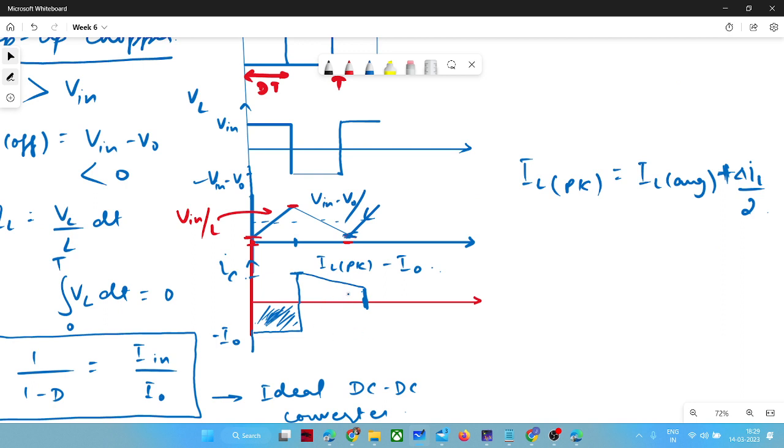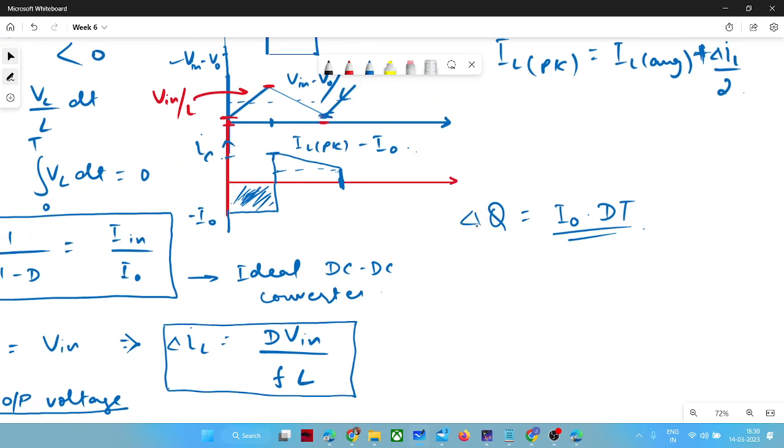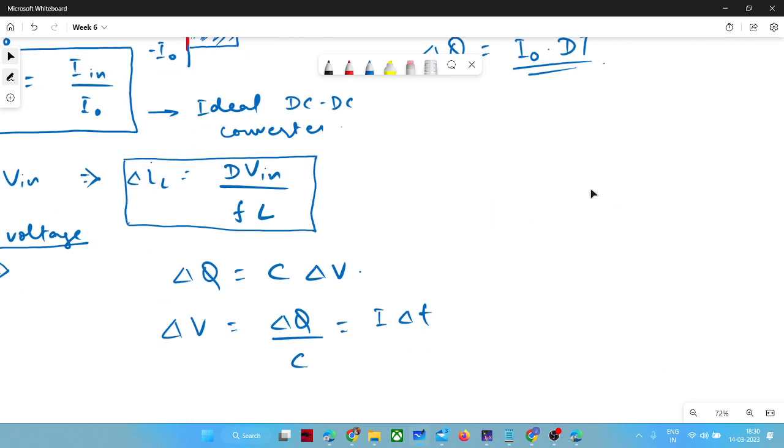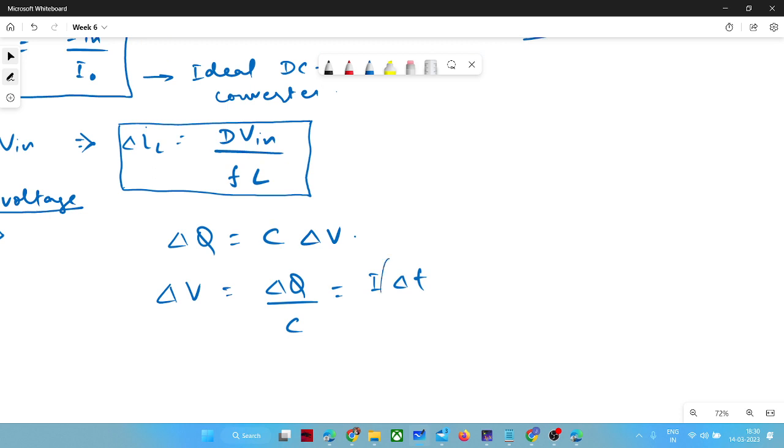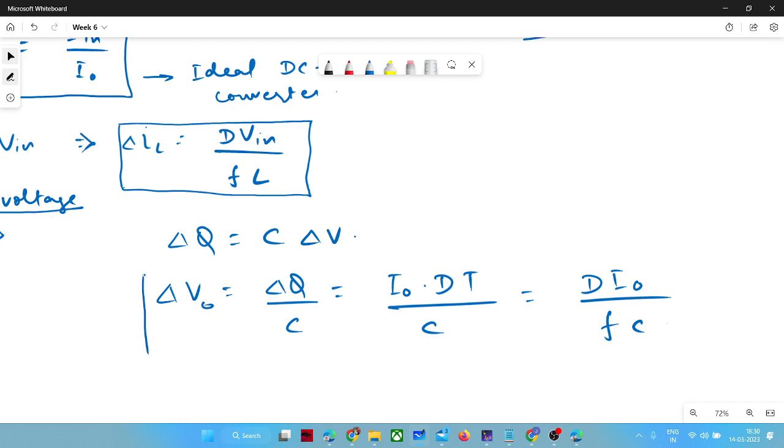And now it is more convenient to compute the charge from this rectangular curve. Calculating the area of a rectangle is more convenient than computing the area of a triangle plus the area of a rectangle. So that's why you will get del q is equal to I naught into dt. Del q is equal to I naught into d divided by c, so D I naught by fc is your ripple value in your output voltage.